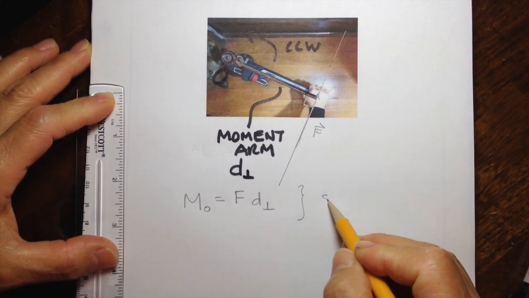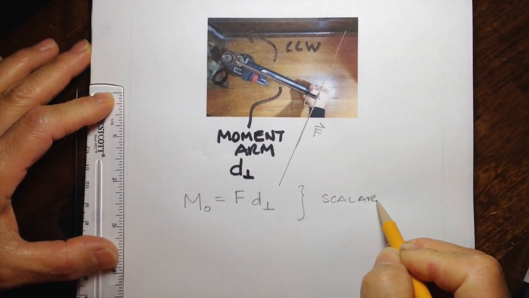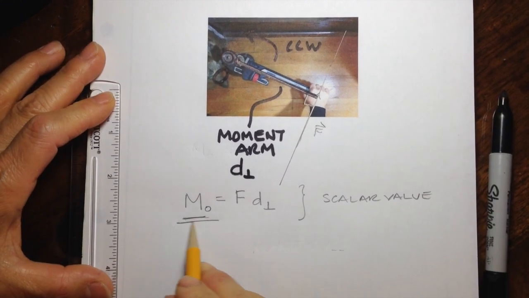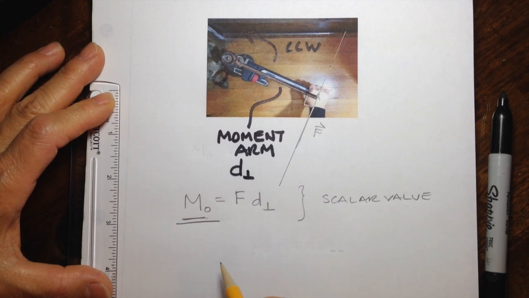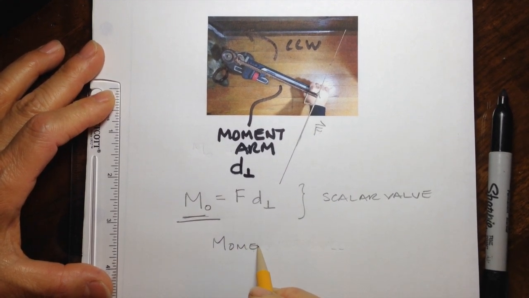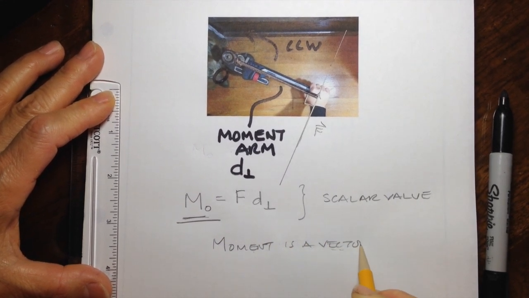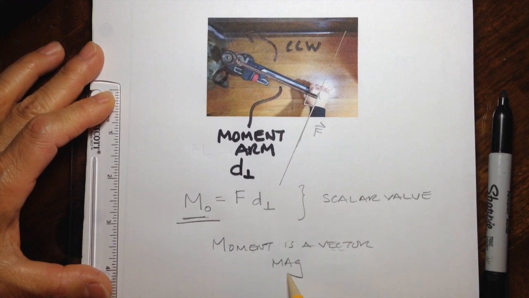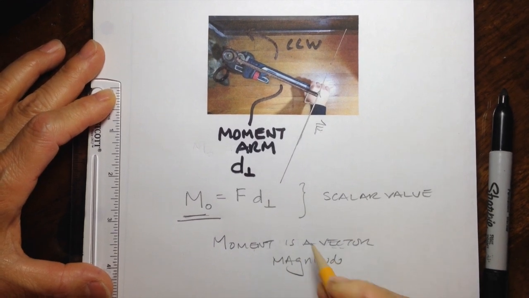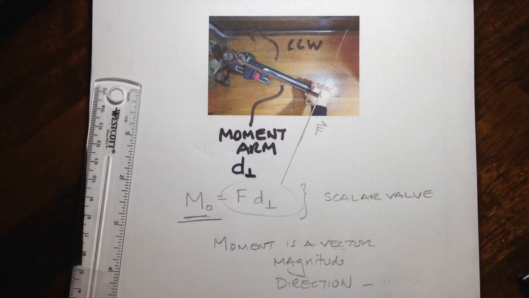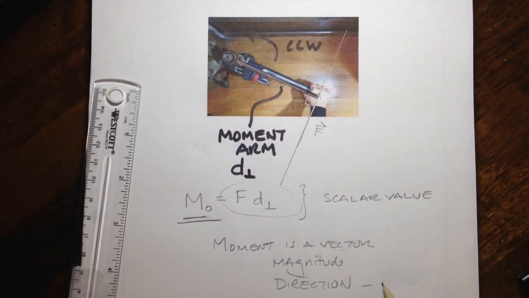Presented like this is actually a scalar value. However, the moment is actually a vector, and so a moment is a vector. That means that it has magnitude, which is this. It also has direction. The direction is determined by using the right-hand rule.